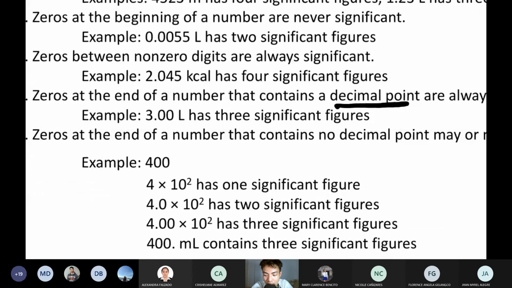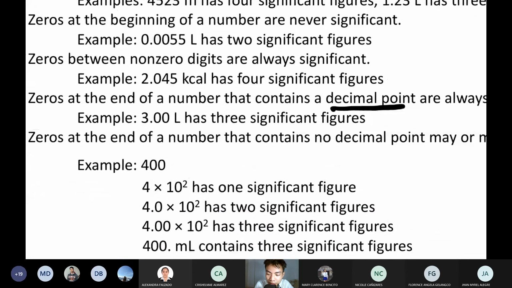Paano naman po kapag walang decimal point? If there is no decimal point, the zeros sa dulo ng number, they may or may not be significant. Ibig sabihin, depende sa interpretation. So ito yung tinatawag kong ambiguous. Ibig sabihin ng ambiguous, hindi mo sure, maraming interpretation.